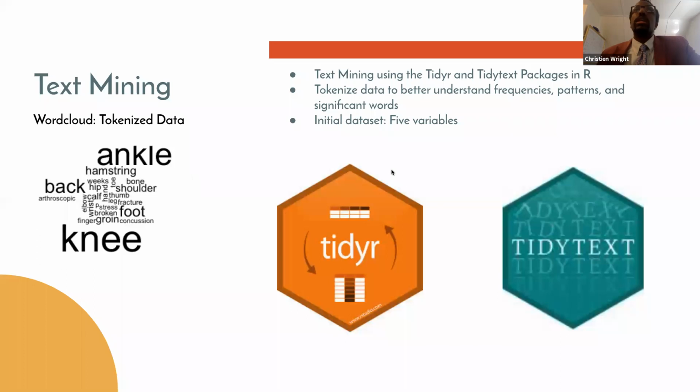You tokenize it so that you can, one, filter out words that aren't really needed in the data set, and also understand what the frequent words are. What are some things that are very common in the data set? Thinking about the initial data set that has 5 variables, tokenizing that data expanded it greatly, but it also gave me an understanding of what I need and what I don't need.